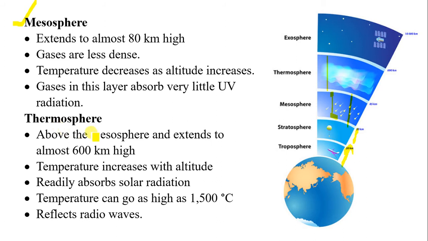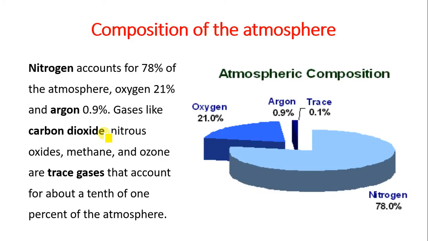Now, the thermosphere is above the mesosphere and extends to about 600 kilometers high. Temperature in the thermosphere increases with altitude because it readily absorbs solar radiation. Temperature can go as high as 1500 degrees Celsius in the thermosphere, and it is also a layer that reflects radio waves. After that, the next thing we need to know is the composition of the atmosphere.